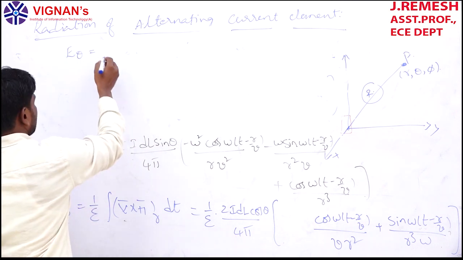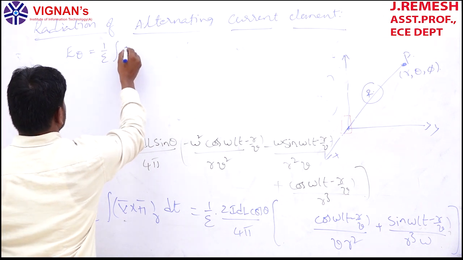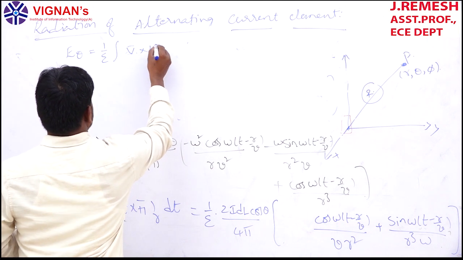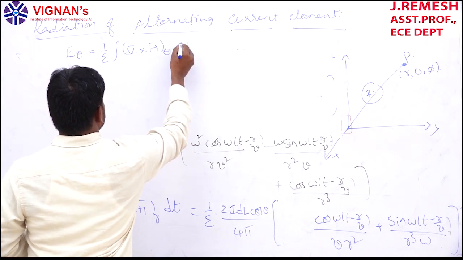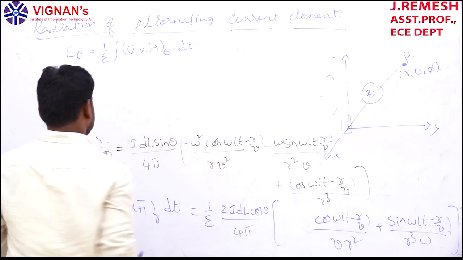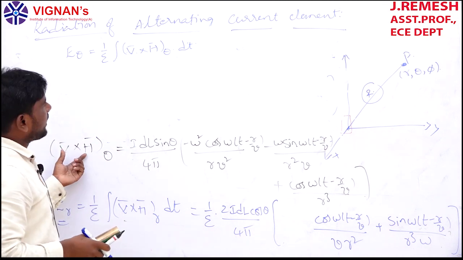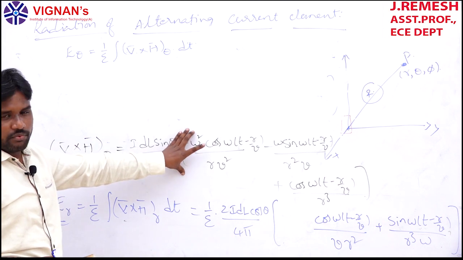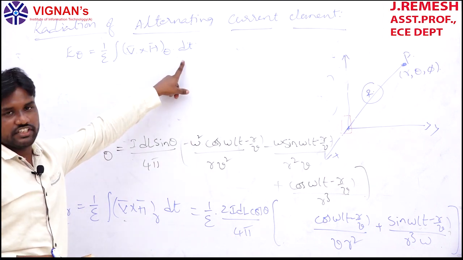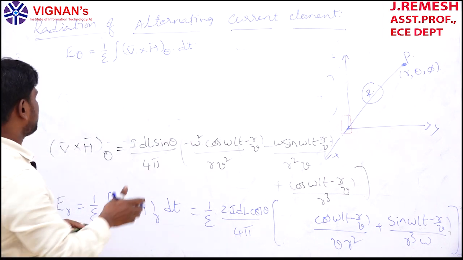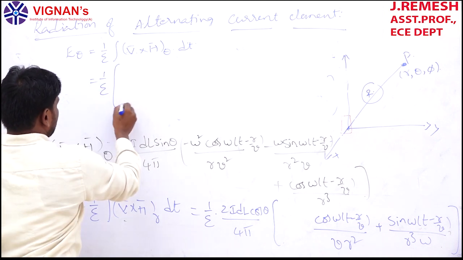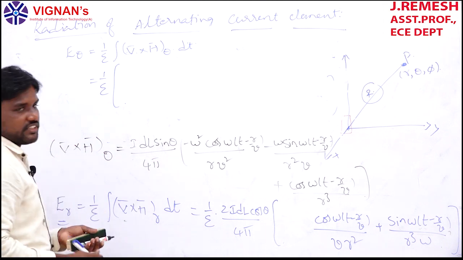So the E theta can be calculated by using the same formula, but here we take only the del cross h bar theta component with respect to dt. So now I have in my hand what is the del cross h bar theta component. This is my component, and I have to do the integration with respect to t again. Here 1 by epsilon is a constant, so I am directly going to the integration part of this one.